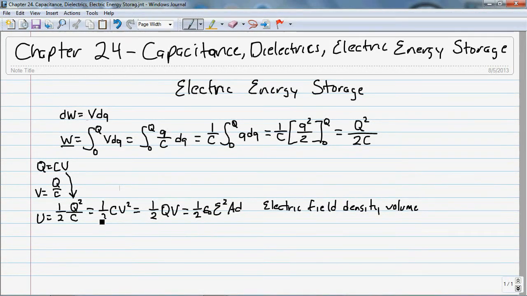So all these formulas can be used to calculate the work to put the charge onto the capacitor and the amount of potential work available to take the charge off the capacitor and be able to use that energy for some kind of process that you want to have happen.